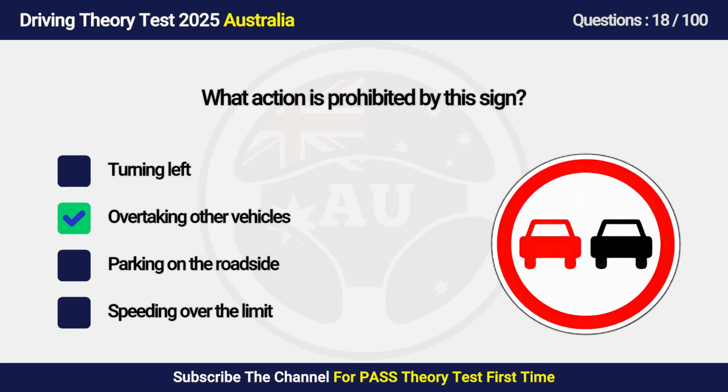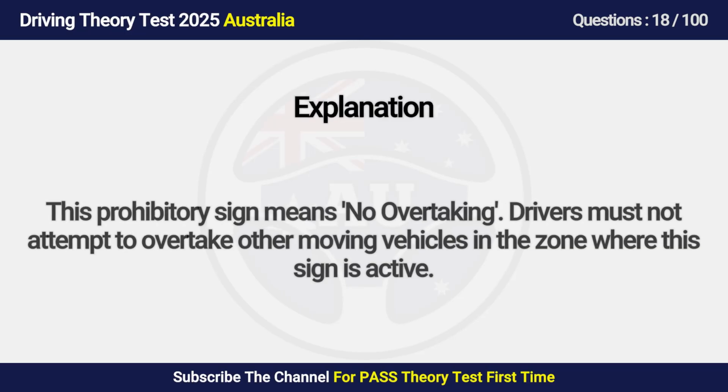Answer is B. Overtaking other vehicles. This prohibitory sign means no overtaking. Drivers must not attempt to overtake other moving vehicles in the zone where this sign is active.